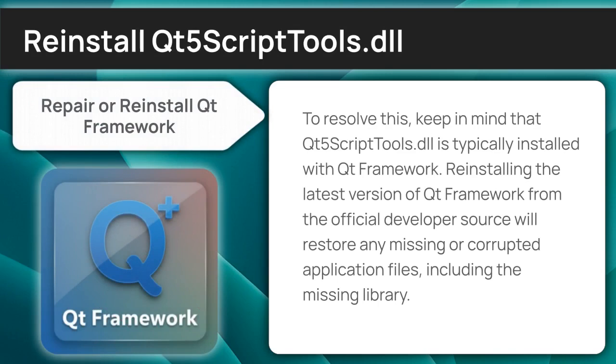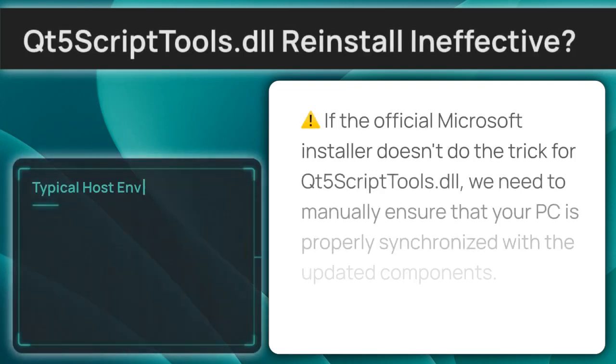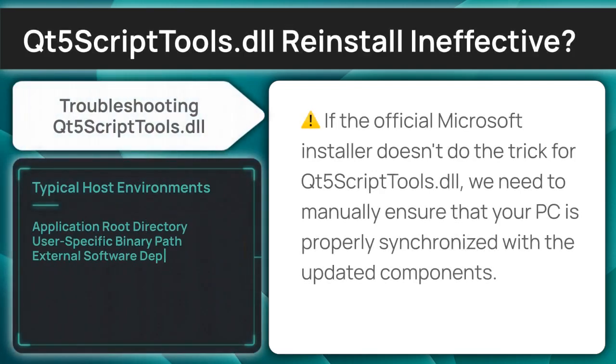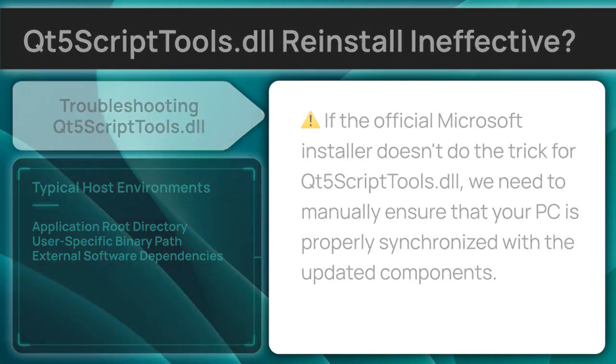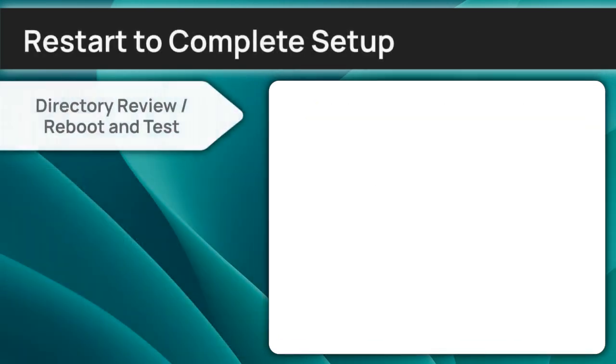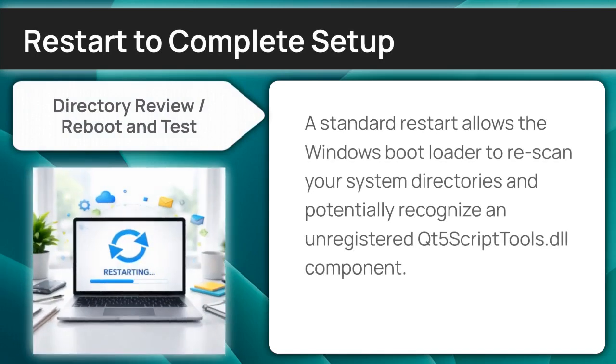Reinstalling the latest version of Qt Framework from the official developer source will restore any missing or corrupted application files, including the missing library. When the primary installation path fails, a more surgical approach to checking your system's environmental variables is required. Performing a restart can determine if the error is just a transient environment glitch. A reboot refreshes your system's path variables and can sometimes reestablish a broken link to the Qt5ScriptTools file.